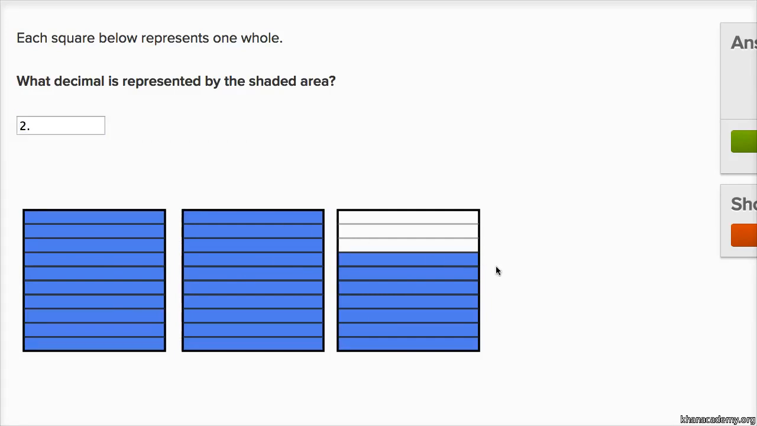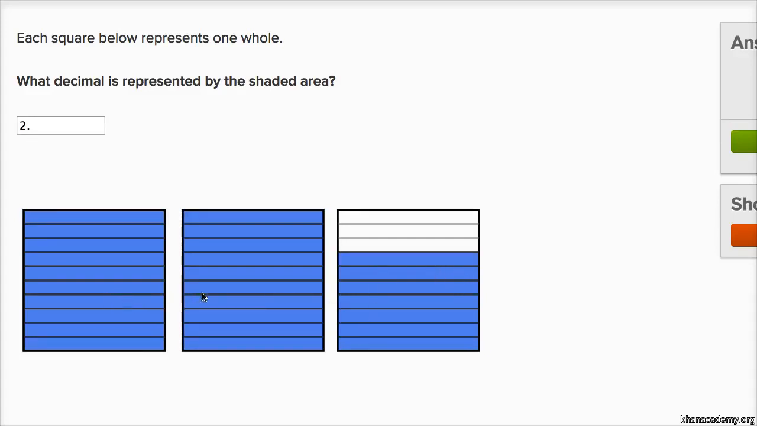And let's think about what we have over here. This is one whole, 2 wholes. And then over here, we've taken a whole and we've divided it into 1, 2, 3, 4, 5, 6, 7, 8, 9, 10 equal sections. So we've divided it into tenths. Each of these bars is equal to a tenth, and we have 7 of them shaded in. 1, 2, 3, 4, 5, 6, 7. So this right over here is 7 tenths.